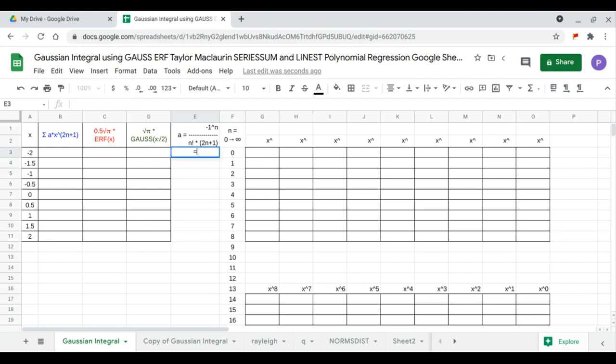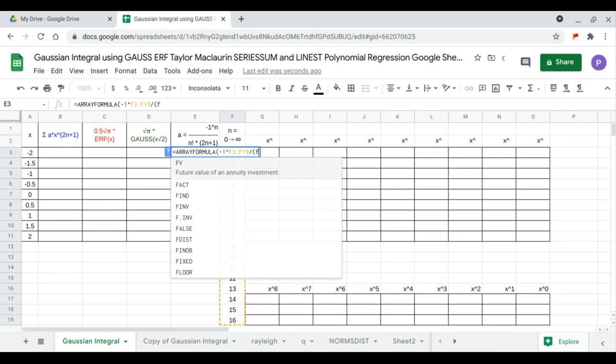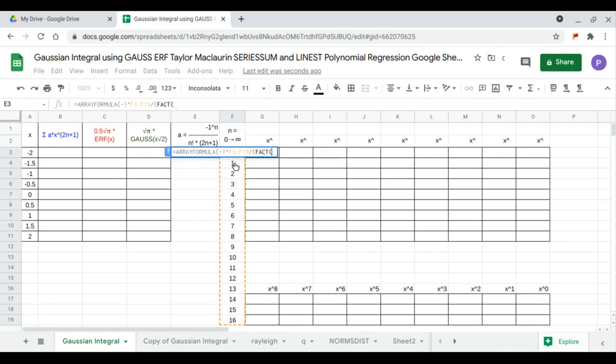And the coefficient will be equal to array formula minus 1 to the power n divided by the denominator, which has two parts: n factorial and 2n plus 1. So factorial of n times the quantity 2 times n plus 1.